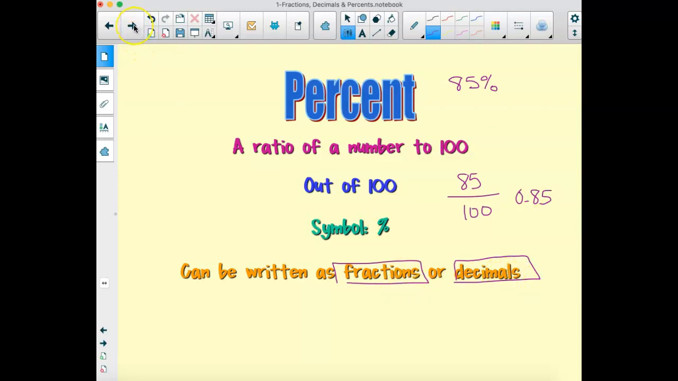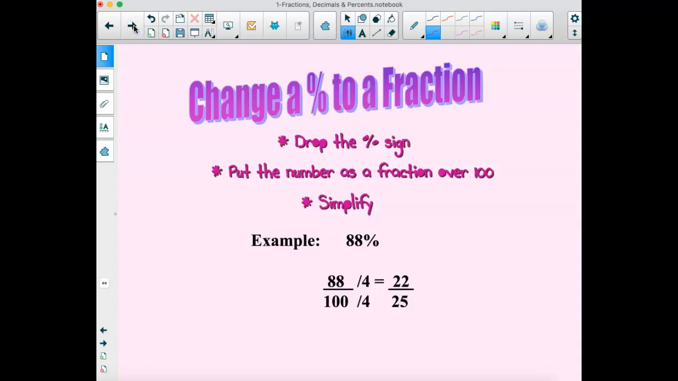Okay, so we want to be able to convert between the three. We need to be able to change a percent into a fraction or a percent into a decimal or vice versa, the other way around. Okay, let's start with changing a percent to a fraction. If we're going to start with a percent and change it into a fraction, the first thing you're going to do is drop the percent sign. When we change it to a fraction, we no longer need a percent sign. Then we're going to put the number as a fraction over 100, since percents are out of 100, and finally simplify. So I have given you an example.